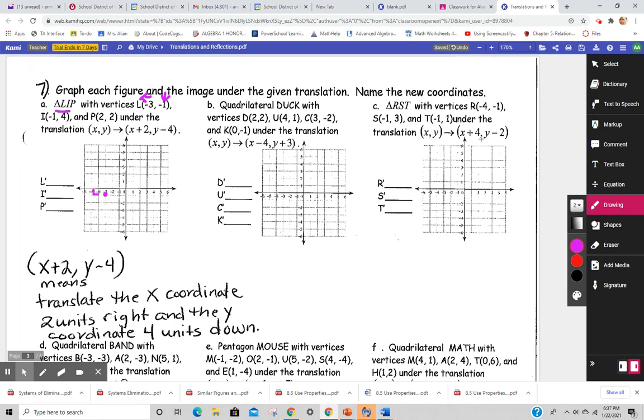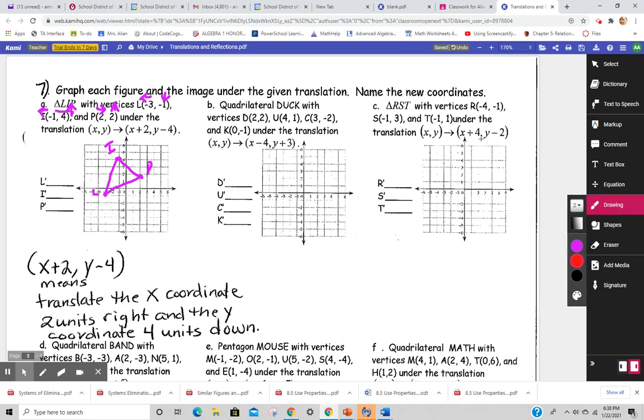I is located left 1, up 4. Left 1, up 1, 2, 3, 4. This is I. And P is located right 2, up 2, right 1, 2, and up 2. This is P. So there's our pre-image. Now let's translate that.